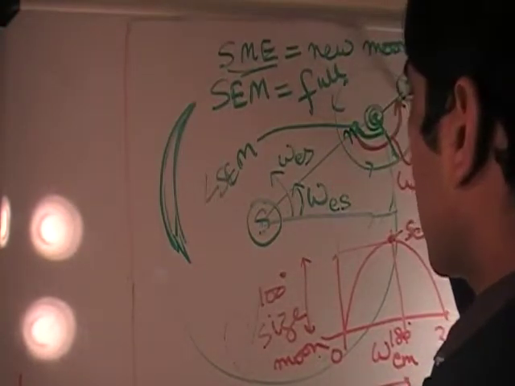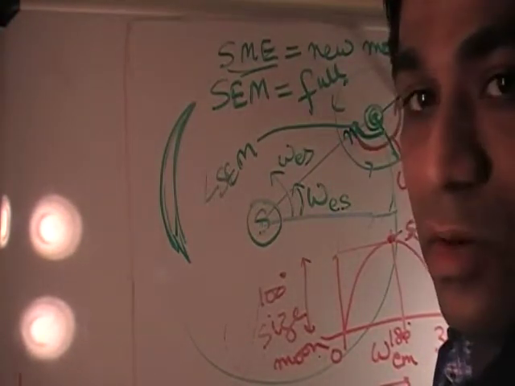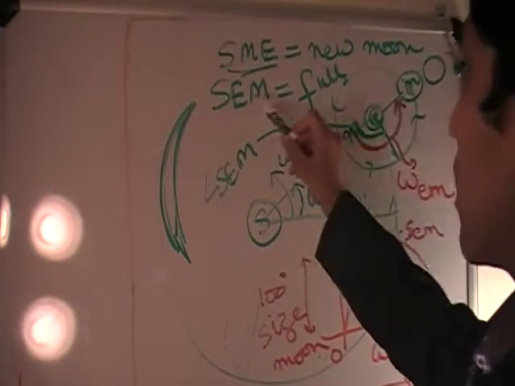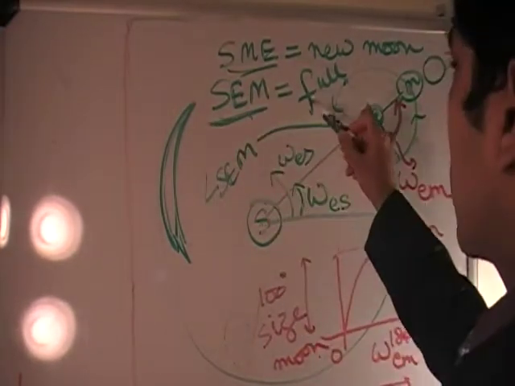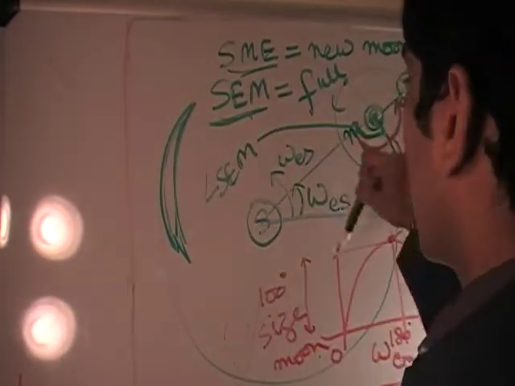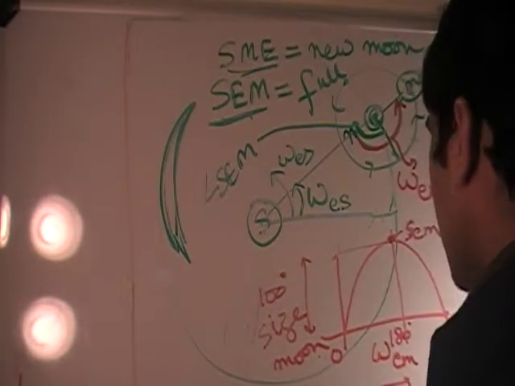Then this is the second quarter. Then this is called a full moon. Full moon is SEM. When the earth is between the sun and the moon, it is called a full moon, right? So that way we have defined basic concepts here.